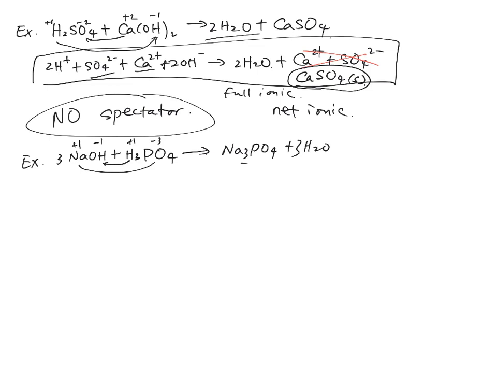Now, what about the full ionic equation? So that's a strong base. Easy. 100% dissociation means 3 sodium ion and 3 hydroxide ion. And this is an acid, so 3H plus, phosphate. Oops, you're wrong again. Okay, what do you mean?